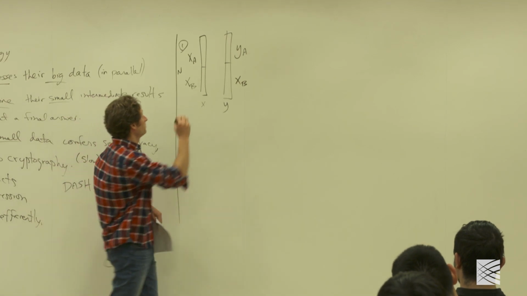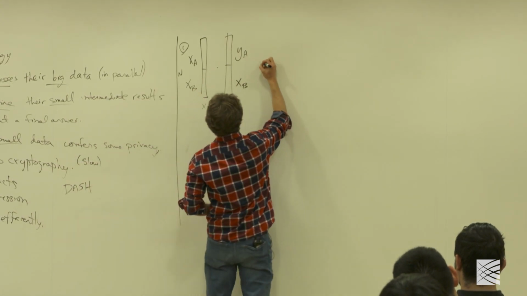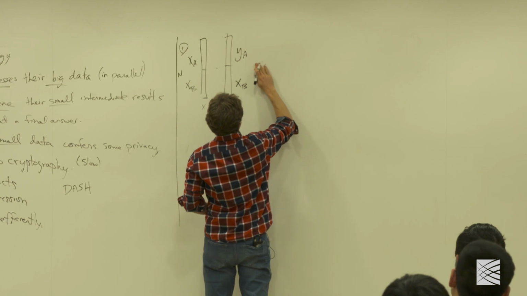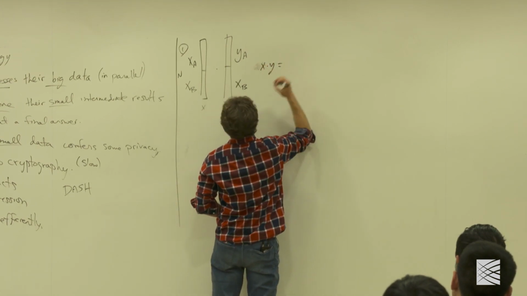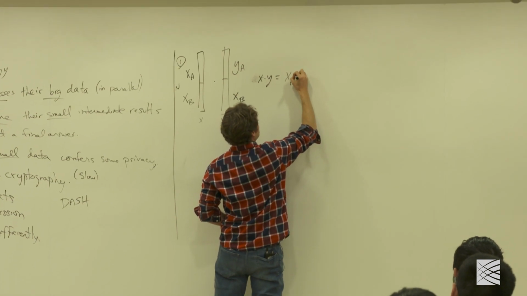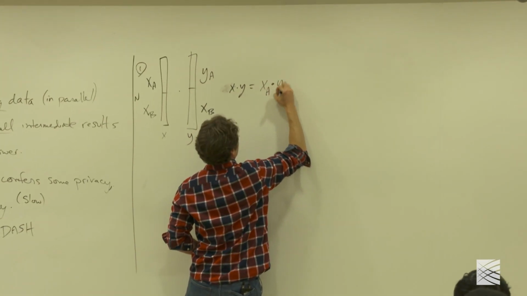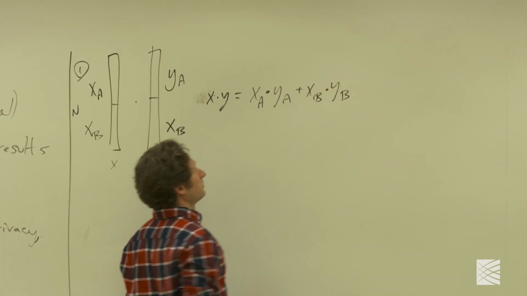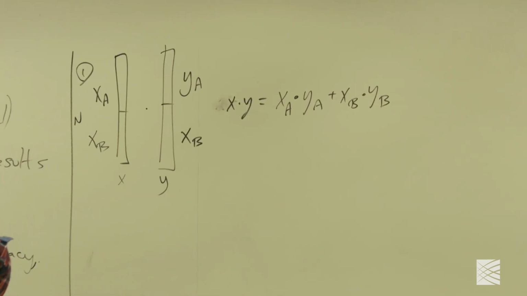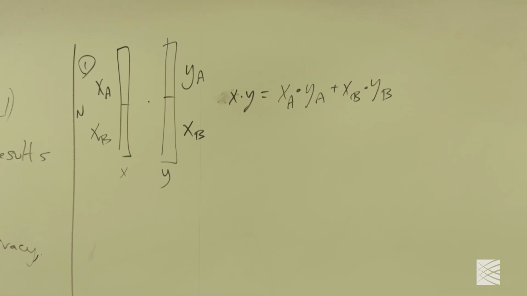Okay? So we want to compute the dot product. Well, as we just kind of observed, for x dot x, for x dot y, it's the same deal. You can think about this as xa dot ya plus xb dot yb. So each party computes the dot product within their coordinates, and then you add them together.